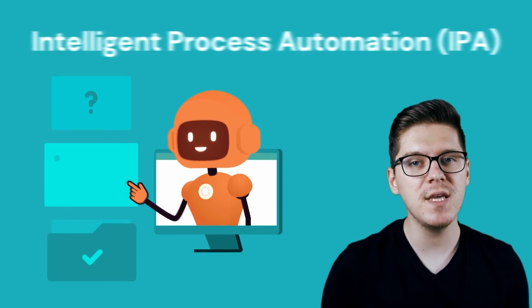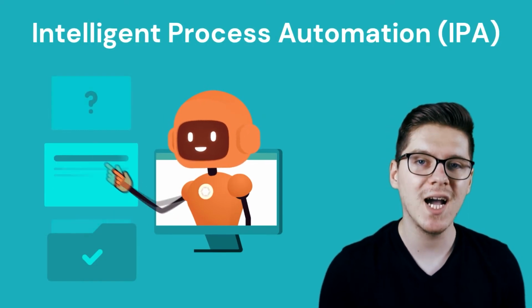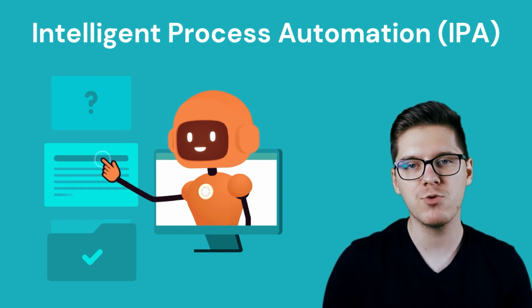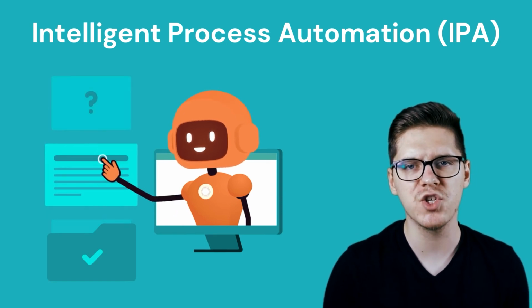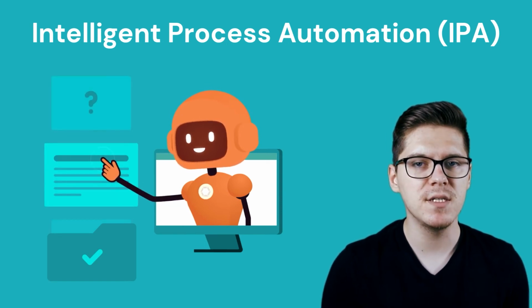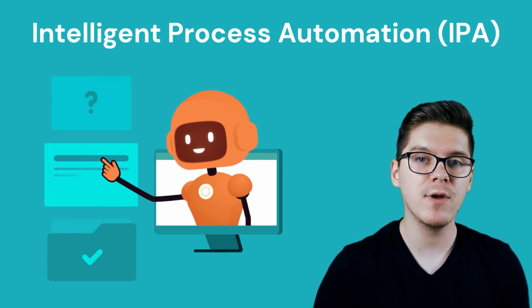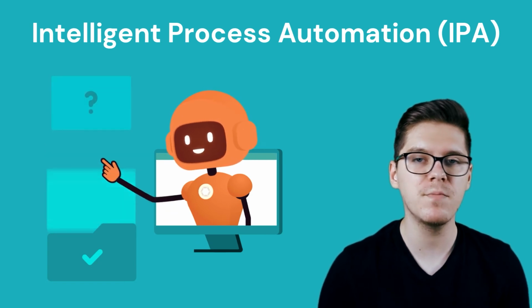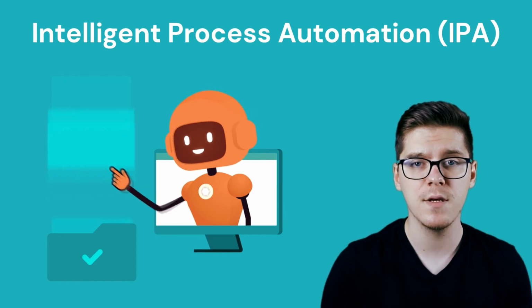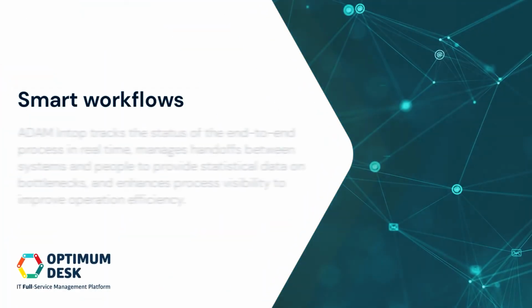Now, when complex tickets are received, ATAM InTop uses the Intelligent Process Automation (IPA), which uses sophisticated scripts that work beyond basic automation and leverage core AI capabilities to learn from its human supervisors about how to use information collected from previous tickets successfully solved. ATAM InTop AI capabilities. Smart workflows.